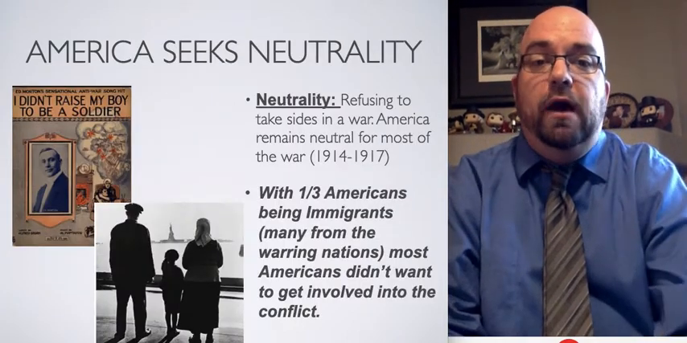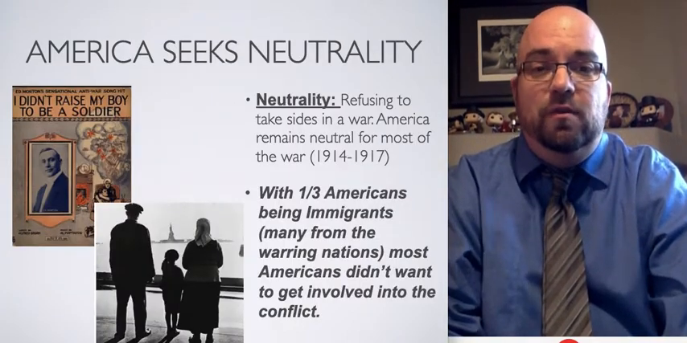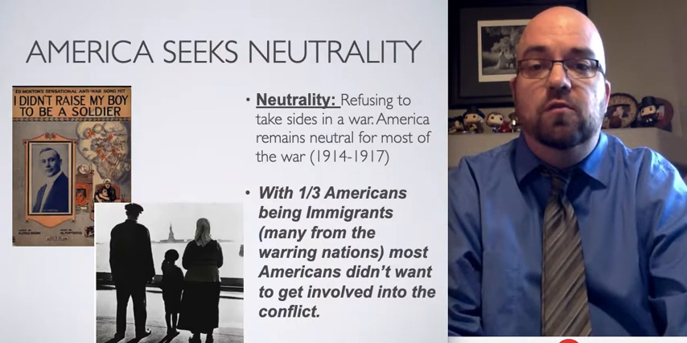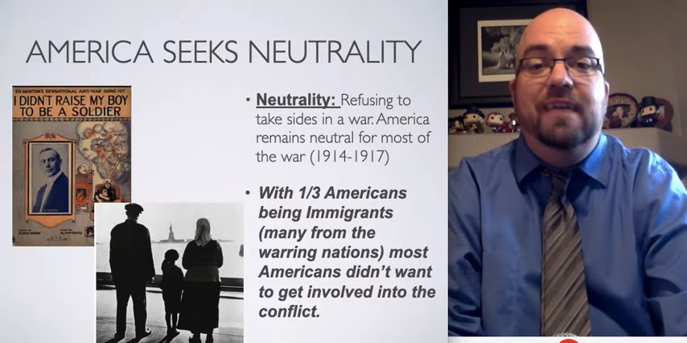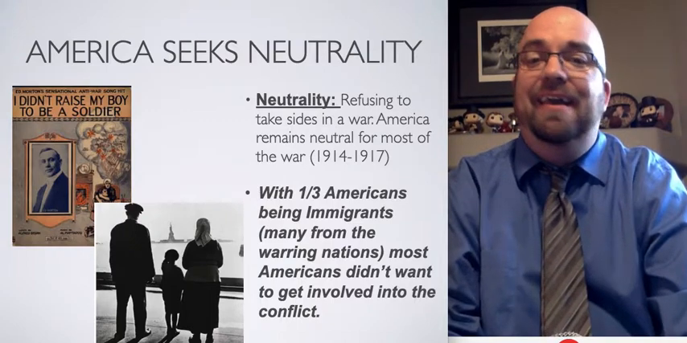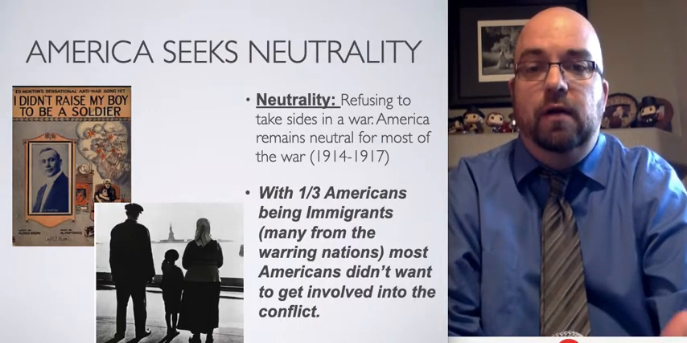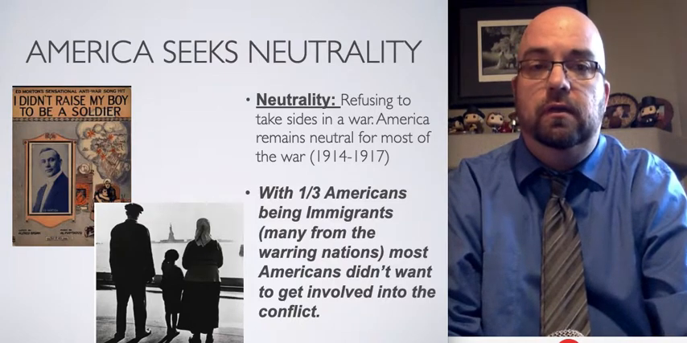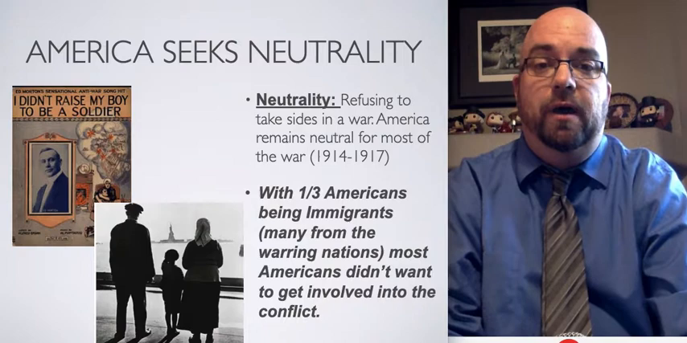When the war broke out in Europe in the summer of 1914, America sought neutrality. Neutrality means to refuse to join in the conflict and take sides. And for most of the early phases of the war between 1914 and 1917, America will be technically neutral. It does not join either the Allies or the Central Powers.